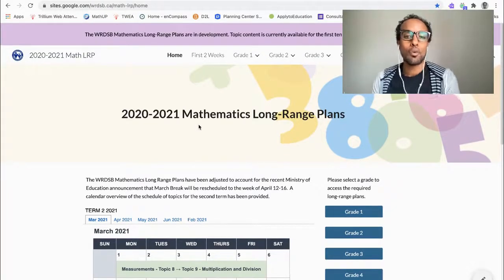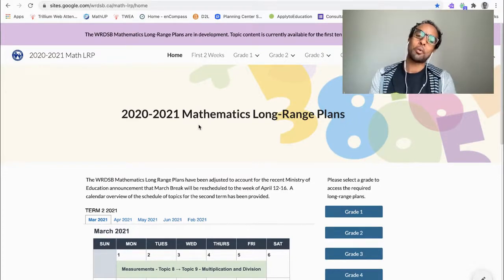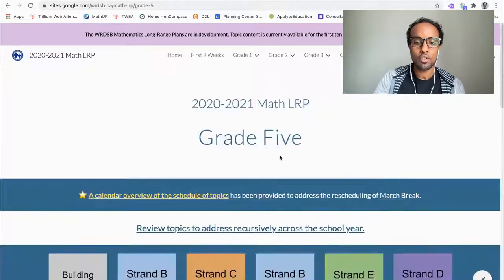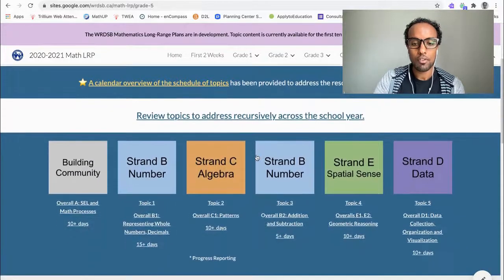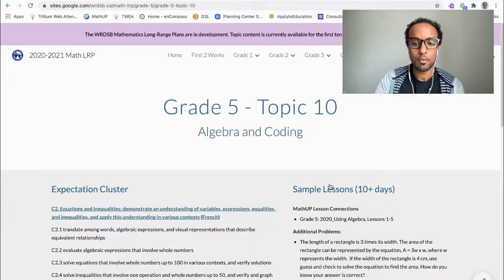Welcome everyone to our topic 10 overview video for our 2020-2021 math LRP. We are jumping into grade 5 for junior here so that we can have an overview. We're going to scroll down to topic 10, which is algebra and coding.